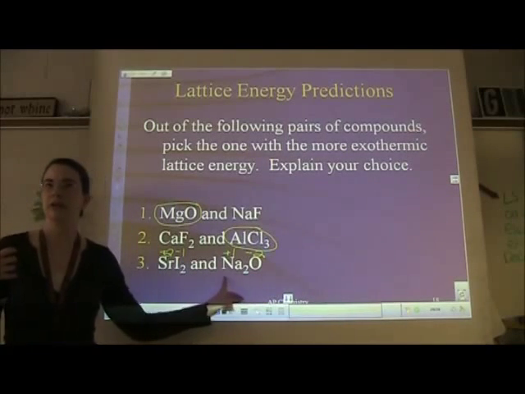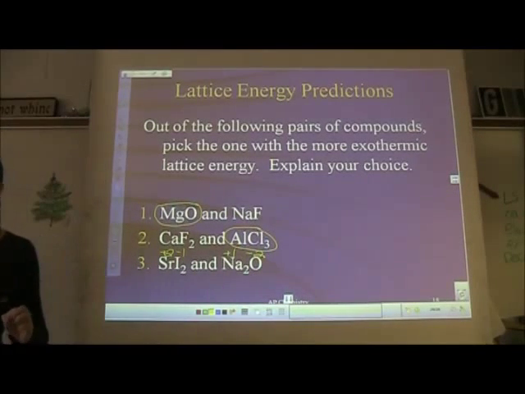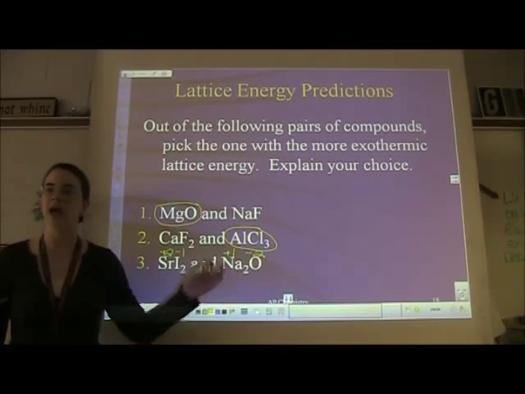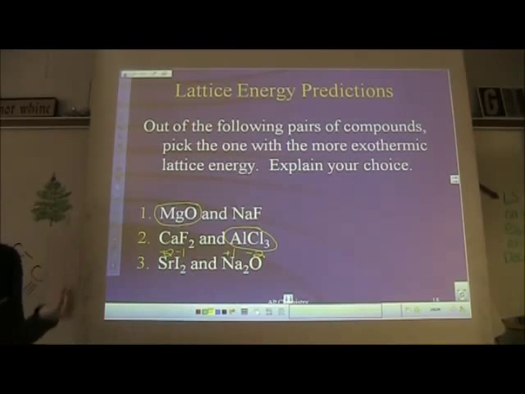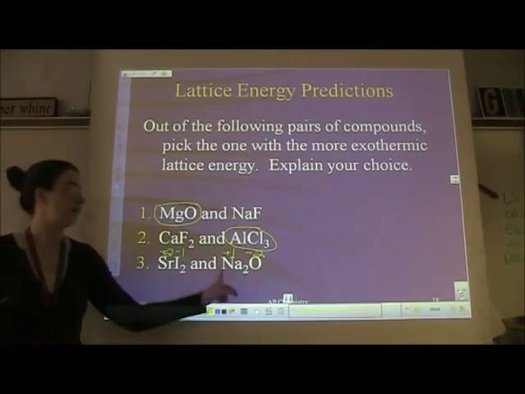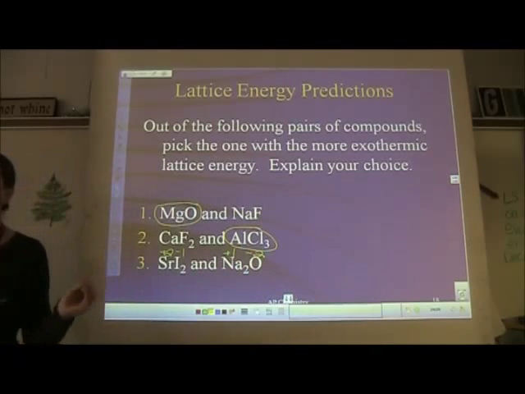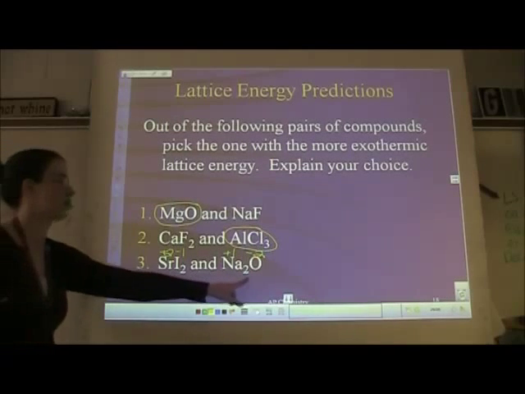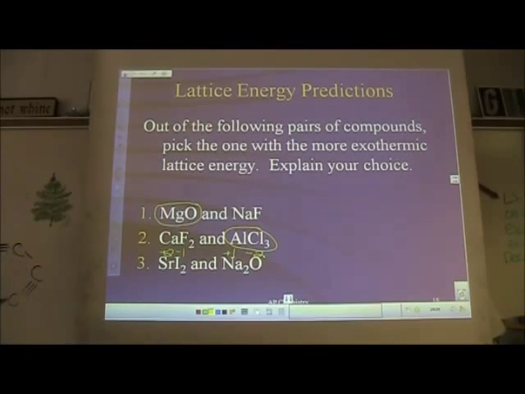Close together. Now, mathematically, the reason is because the distance between these two ions is a small number compared to this one. And the distance is in the denominator of that equation. When you divide by a small number, your quotient is a larger quantity number. So we're getting a more negative answer with this one. So that's the answer.